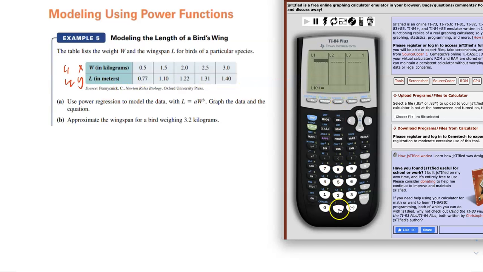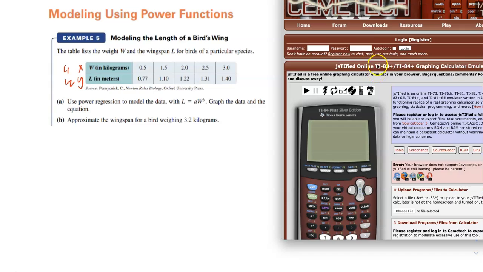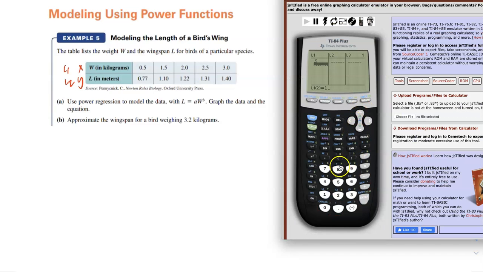So it'd be 0.5, 1.5. It froze on me because of course it did. 1.5, 2.5 and 3.